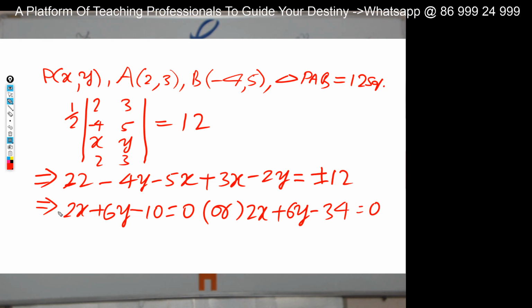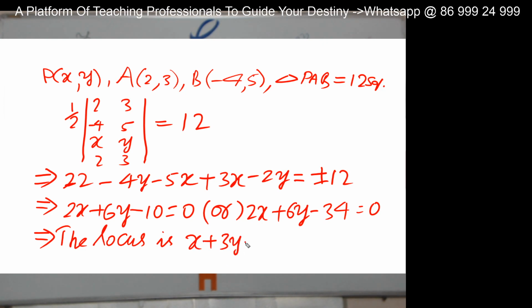So finally, you must get the equation of the locus. Implies the locus is x plus 3y minus 5 into x plus 3y minus 17 is equal to 0. This should be your answer.